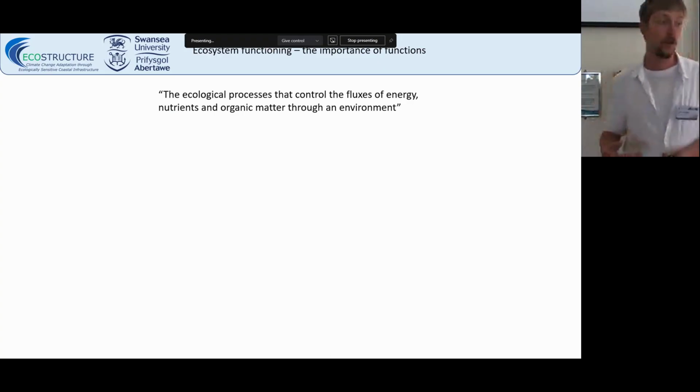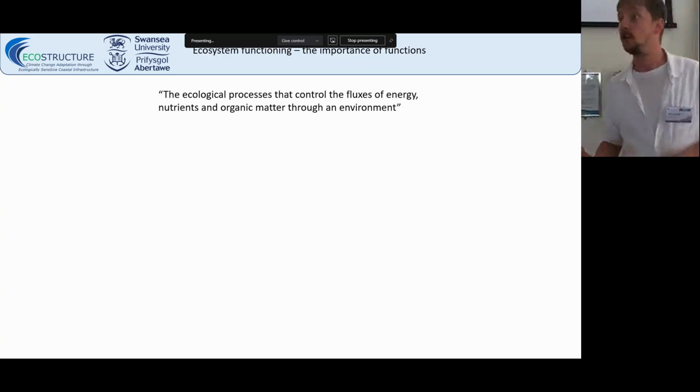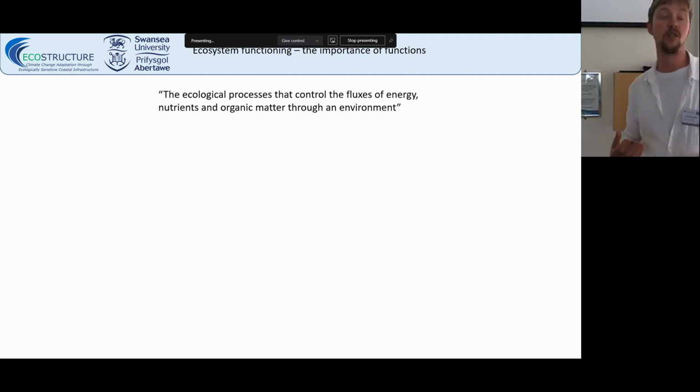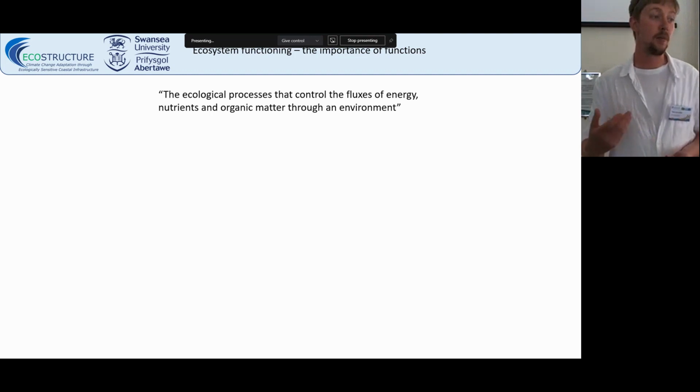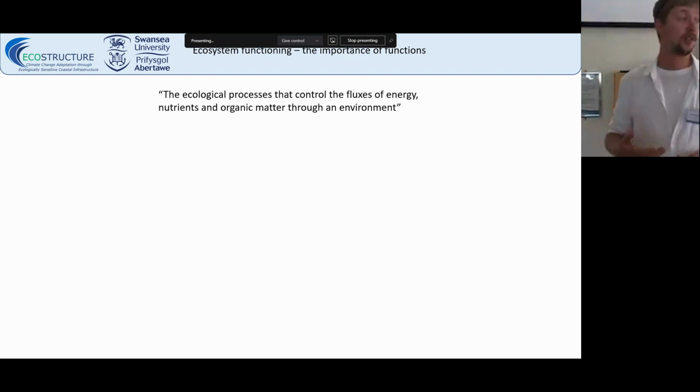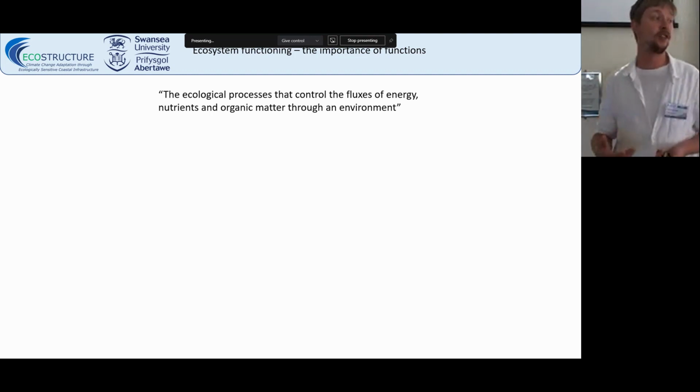So I'll define a few things first. What are ecosystem functions? Ecosystem functions are critical processes that help maintain ecosystems. These can be broadly defined as the ecological processes that control the fluxes of energy, nutrients, and organic matter through an environment.